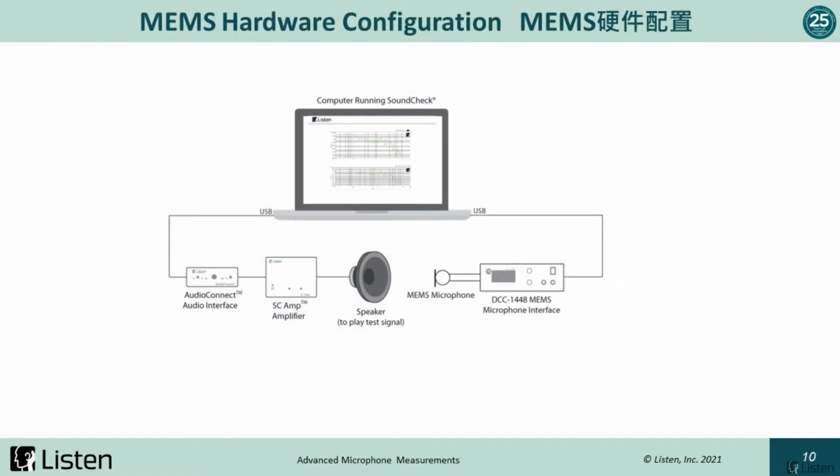And here's a typical MEMS hardware configuration like we would use in a test like this. We have the DCC, we have our computer running SoundCheck, and instead of having a separate audio interface and amp interface, we are going to be using the AmpConnect ISC, which combines both the microphone power supply and the amplifier all built into one chassis. And then we have our source speaker here. We're using a Rule and Care artificial mouth.